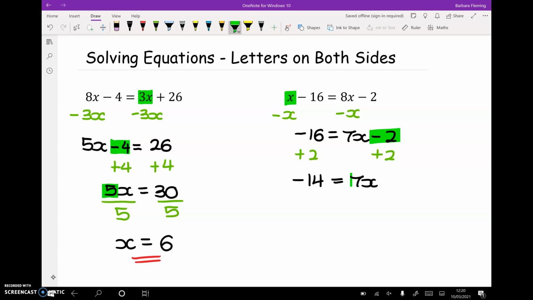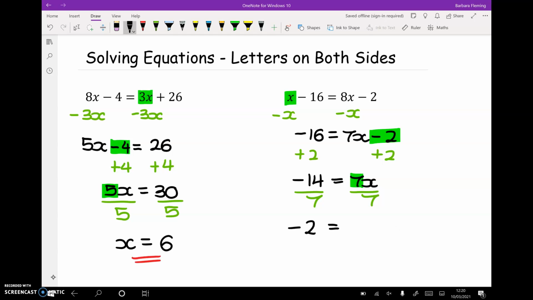And then to get x on its own, we get rid of our 7. The opposite of timesing by 7 is dividing by 7. What you do to one side, you do to the other. Negative 14 divided by 7, so you've got a positive negative battle, so the negative wins. How many 7s are in 14? 7 goes into 14 twice.